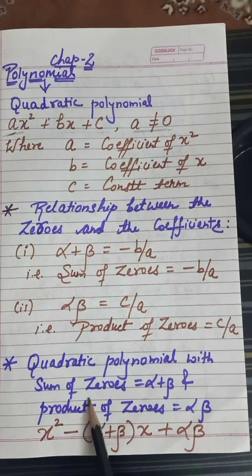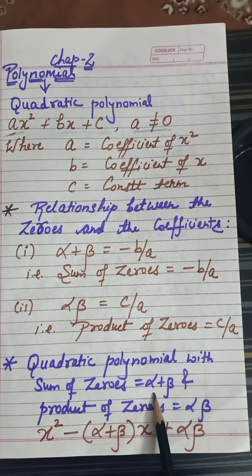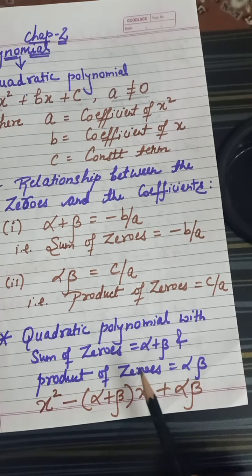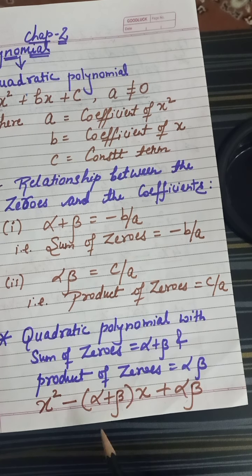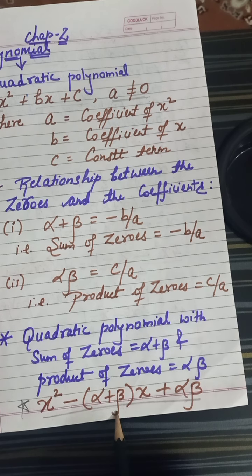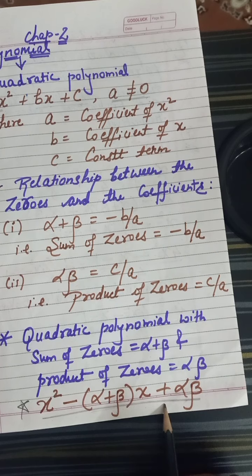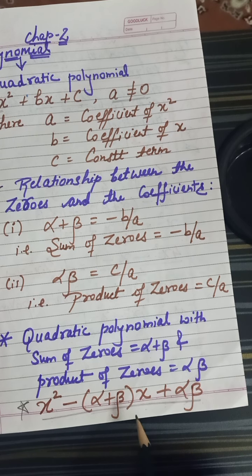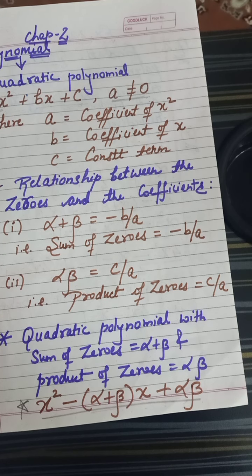If we are given the sum of zeros alpha plus beta and the product of zeros alpha into beta, I can form a quadratic polynomial very easily with the help of this standard form: x square minus sum of zeros x plus product of zeros. That is, x square minus alpha plus beta x plus alpha into beta.